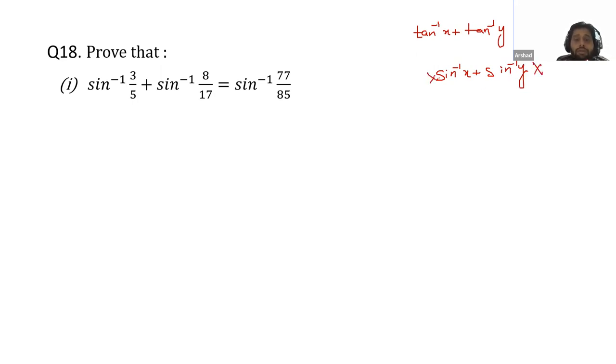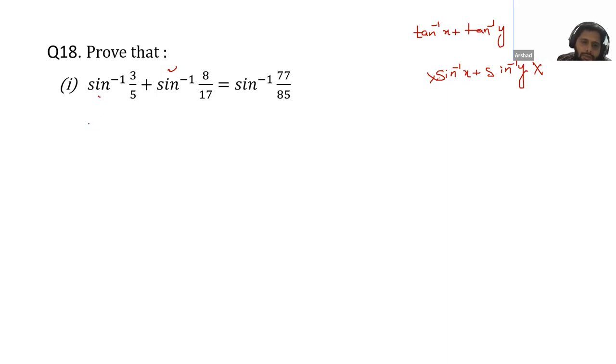So now we have two options. First, you can convert this sine inverse into tan inverse, and this sine inverse into tan inverse, then apply this formula, tan inverse of x plus y by 1 minus xy. Once you get this, you can convert it back into sine inverse. This is the first method.